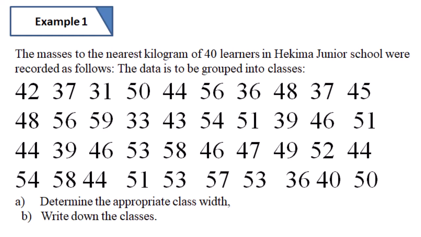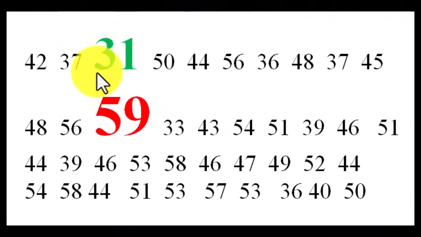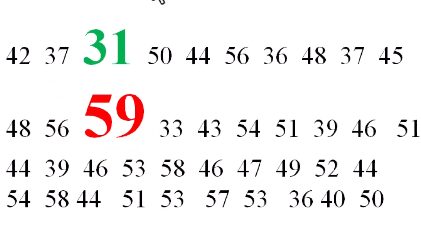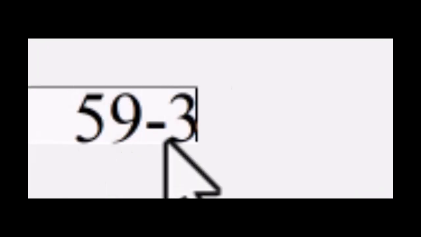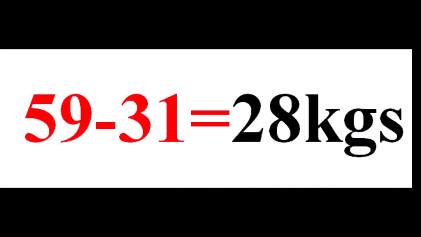To answer question 1, carefully examine the given data set to determine the smallest and largest values. In this case, the smallest value identified is 31 kilograms, while the largest value is 59 kilograms. Subtract the smallest value from the largest. 59 minus 31 equals 28. So the range is 28 kilograms. This result means that the learners' masses are spread out over a difference of 28 kilograms.